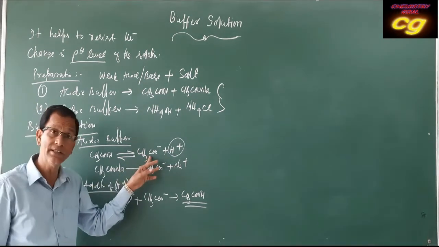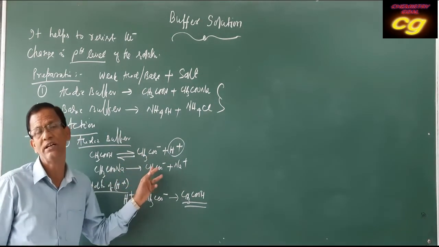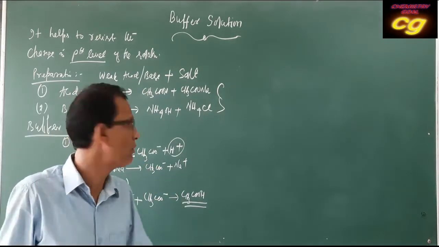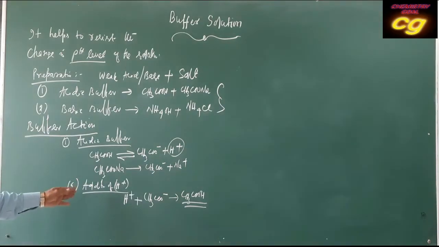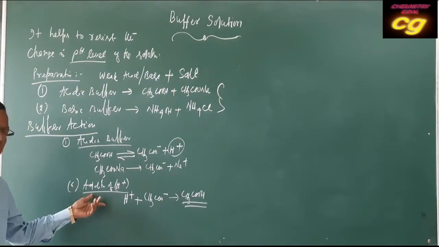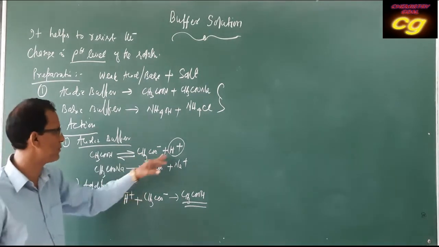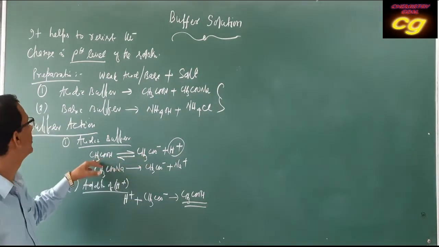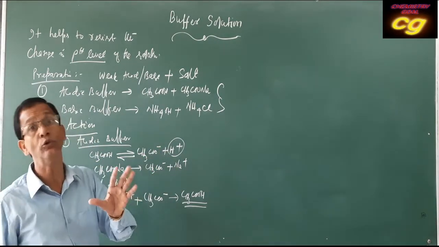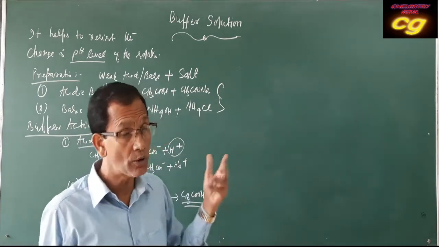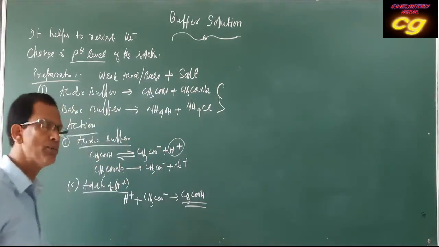The decrease in acetate ion is balanced by the dissociation of acetic acid. Okay, so this is about what? The change of pH level is not affected by the addition of H plus, because the added H plus combines with acetate ion forming undissociated acid. So no H plus ion will be increased, it will not be changed in the solution. That's why we maintain a constant pH level.